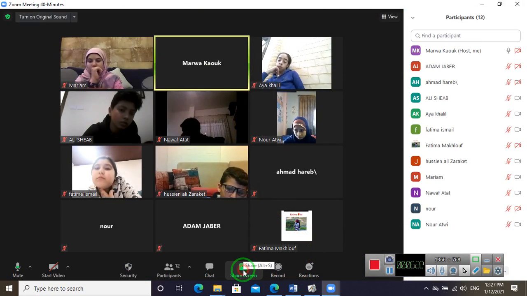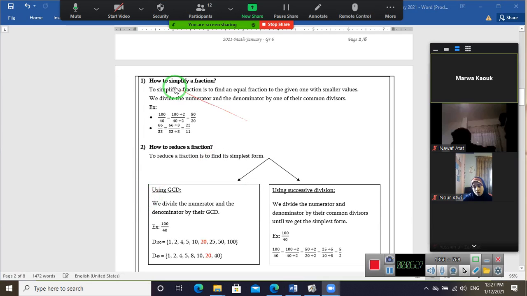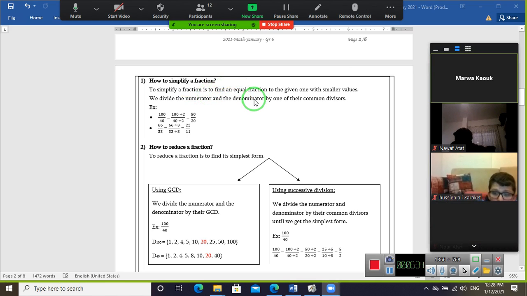How can we say it in another way? Let's see now my explanation of the lesson: how to simplify a fraction or how to reduce a fraction. To simplify a fraction is to find a fraction equal to the given one with smaller values. Like here, for example, 100 over 40, we can divide it by 2 and get 50 over 20. Also, I can divide it more. I can divide it by 10 since it ends with 0. Here I divide it by 3 and I get 22 and 11. Also, I can divide it more by 11.